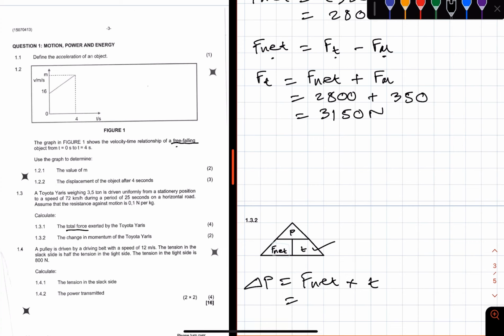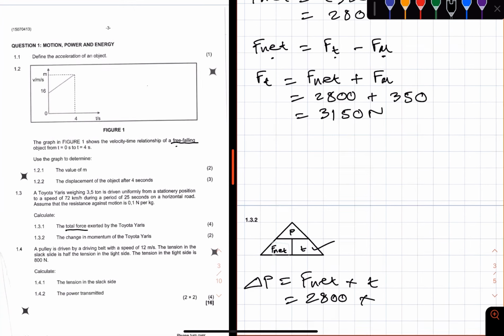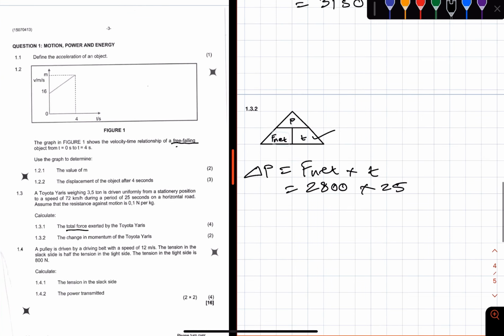F net we calculated earlier, and we got 2,800, times the time. If you go back to the statement, the time is 25 seconds. So times 25. If you punch this in, we get 70,000 kg meters per second, since momentum is kg meter per second. That is 1.3.2.